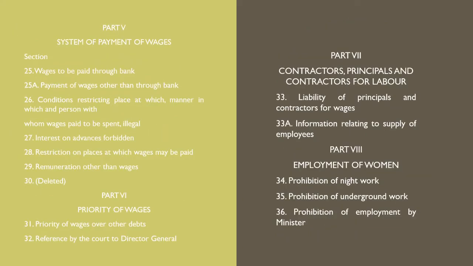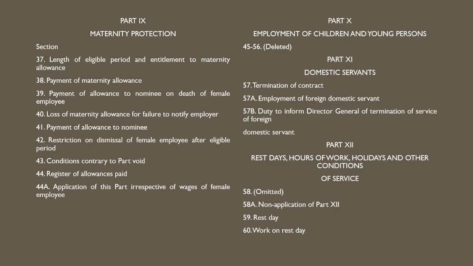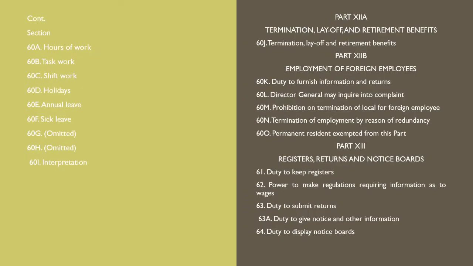Part 5, System of Payment of Wages. Part 6, Parity of Wages. Continue with Part 7, Contractors, Principals and Contractors for Labour. Part 8, Employment of Women. Part 9 is Maternity Protection. Part 10, Employment of Children and Young Persons. Part 11, Domestic Servant. Part 12, Rest Day, Hours of Work, Holidays and Other Conditions of Service. Next, Part 13, Termination, Lay-off and Retirement Benefits.